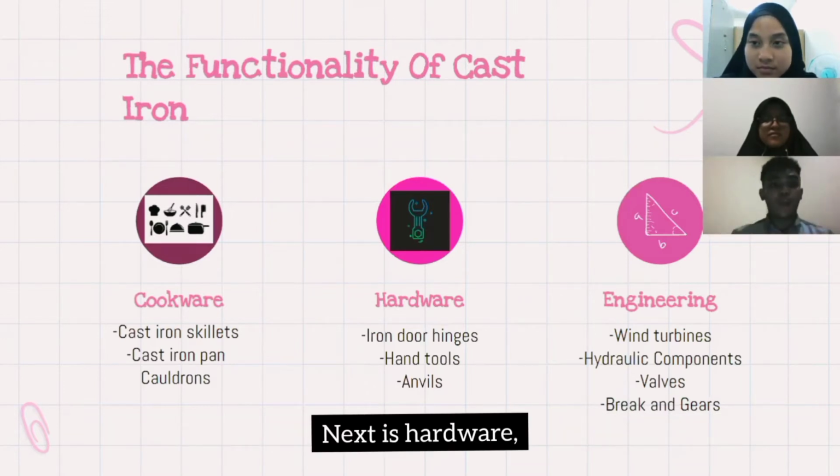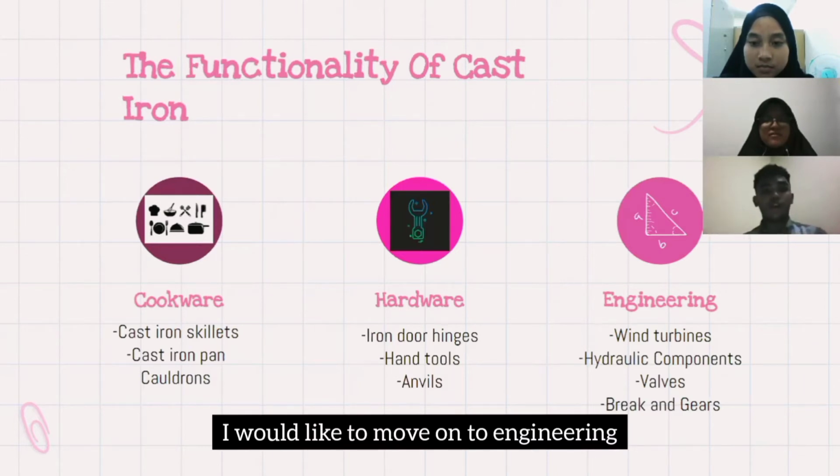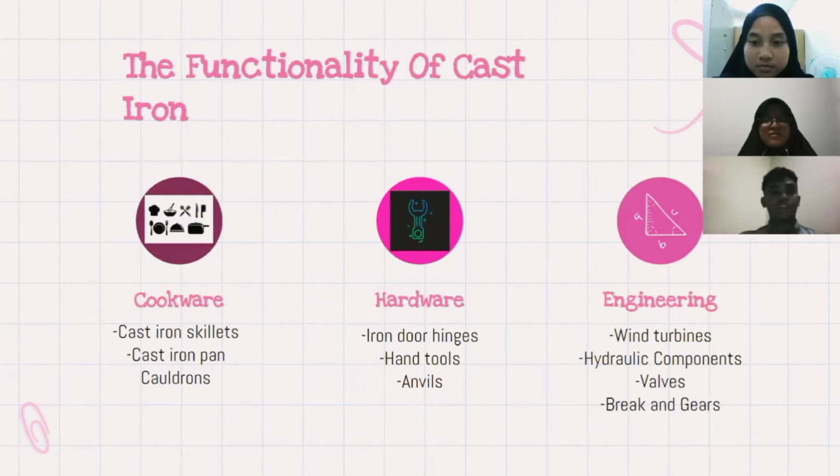Next is hardware. Every day you see iron door hinges or anvils. Those are all made of cast iron. Why? This is because cast iron has a high tensile strength. It can withstand lots of stress and also force. I would like to move on to engineering. Where is cast iron being used in engineering? Well, you can see everything from the electrical components in wind turbines, hydraulic components, and everything that is connected to electricity usually made of cast iron. Why? This is because of the high electroconductivity of cast iron.